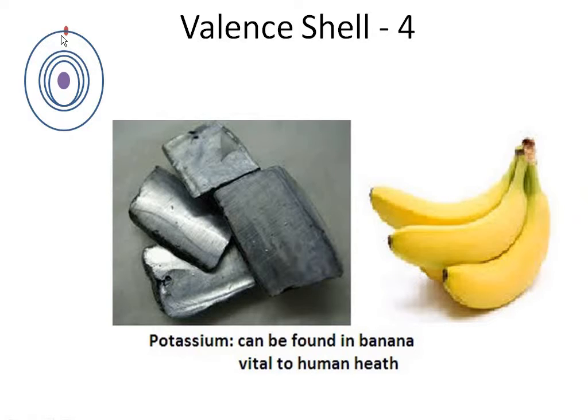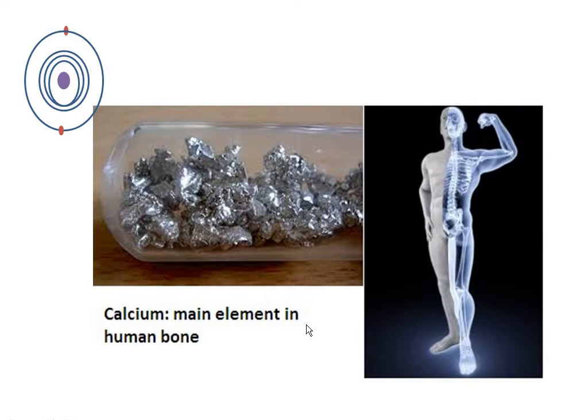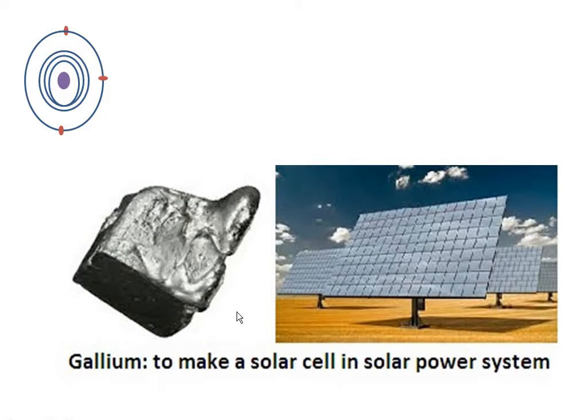Potassium, 1 electron in the outermost shell. You can find it in bananas. Calcium, this is the core of the calcium. It's a main element in human bones. 2 electrons in the outermost shell. Gallium, to make solar cells in a solar power system. 3 electrons.